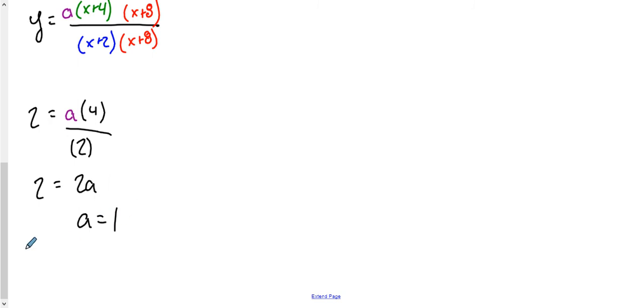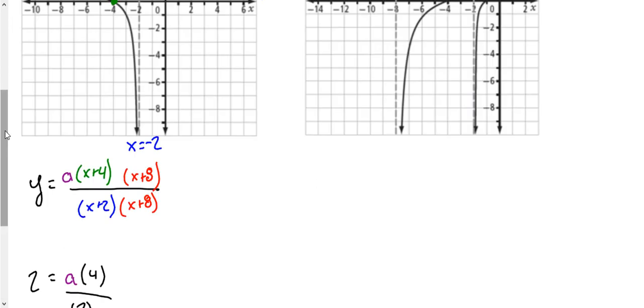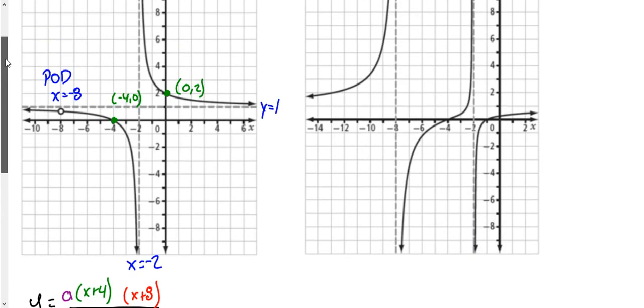So my final equation, of course, is just y equals x plus 4 over x plus 2. And then we had the x plus 8 and another x plus 8. Done. On our next example, again, we're going to do the exact same thing.